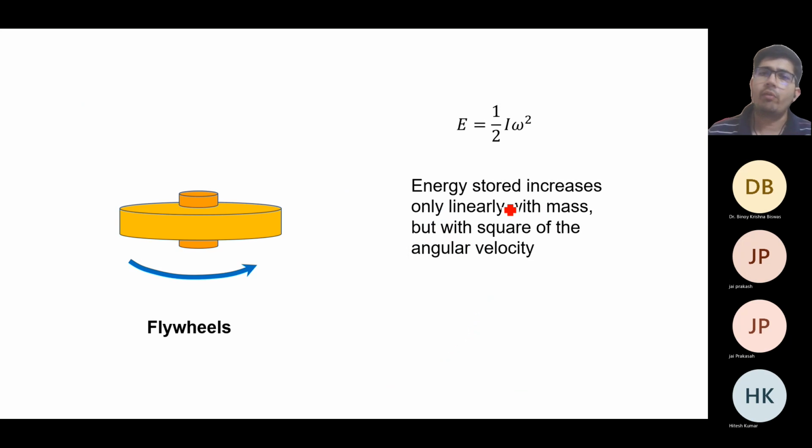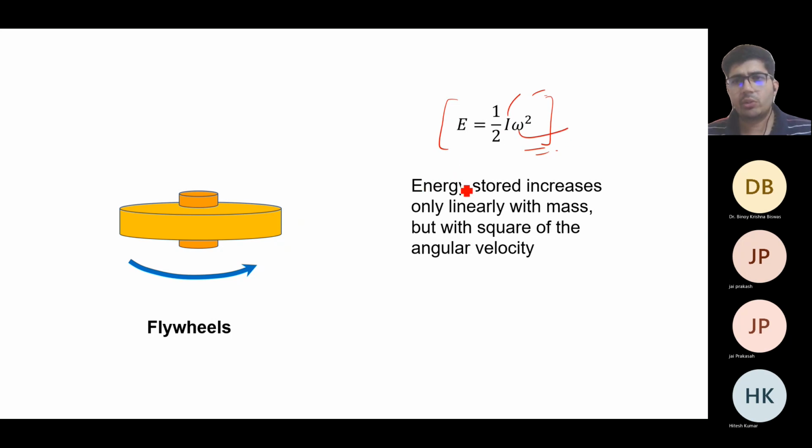So what is the formula for energy stored in the flywheel? It is E equals half I omega square. It's very important. I is the moment of inertia, omega is the angular velocity. So the energy stored increases only linearly with the mass, but with the square of the angular velocity. You can see from this formula that E is proportional to omega square. So if you increase the angular velocity, then the energy stored will increase in a square manner.